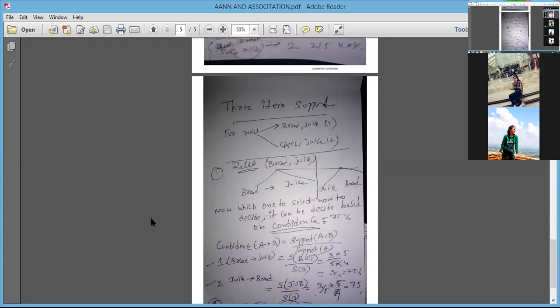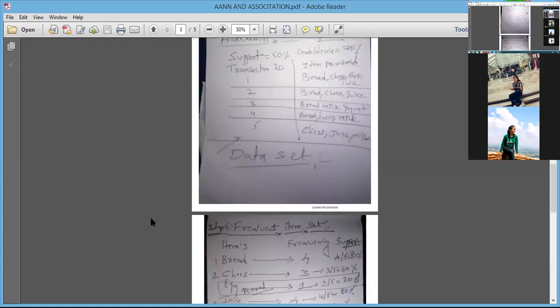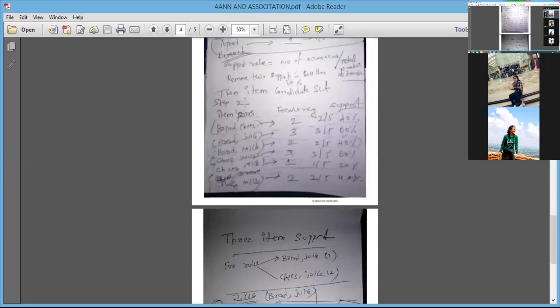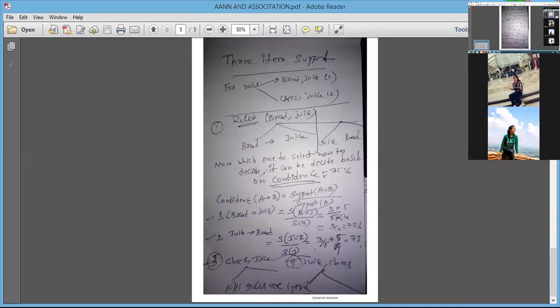Okay. So now again, support of juice. How many times the juice appeared here? How many times? 1, 2, 3, 4. Again, juice appeared 4 times. So 4 divided by 5. So again, a simple mathematics. Again, the confidence is 75%.